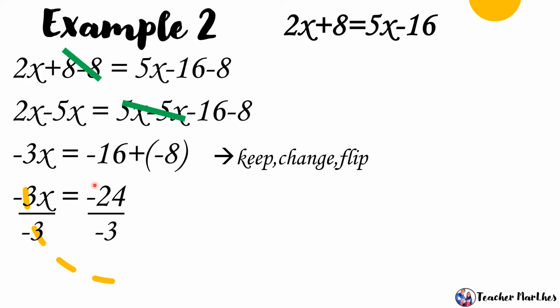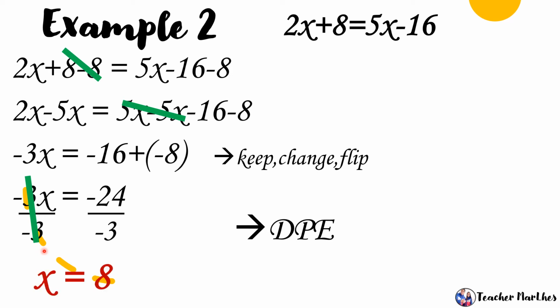Then, divide both sides by negative 3 using the division property of equality. So, negative 3 divided by negative 3, that is equal to positive 1. So, cancel negative 3. So, we have x equals positive 8 because negative divided by negative is equal to positive. Then 24 divided by 3 is 8.